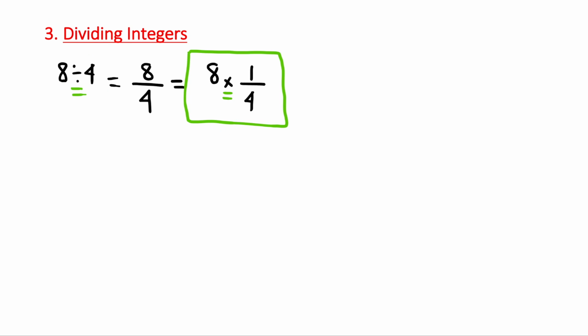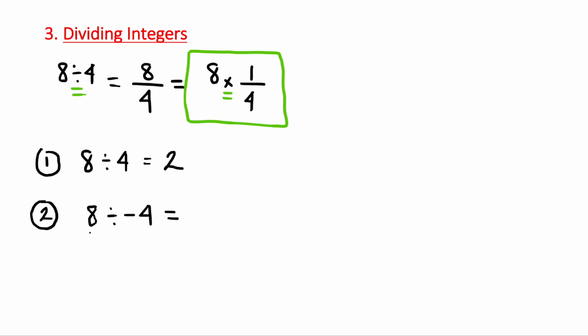So let's look at the cases. Let's do it simple, remaining with 8 divided by 4. If I have 8 divided by 4, we know the answer is going to be 2. If I have 8 divided by -4, I'm starting in the positive, then I'm going into the negatives. So this negative is going to throw me into the negative, so my answer is going to be -2.